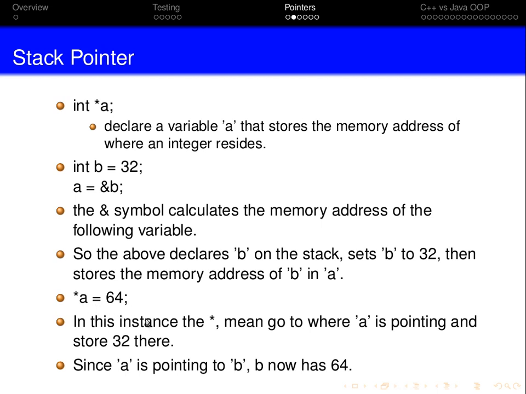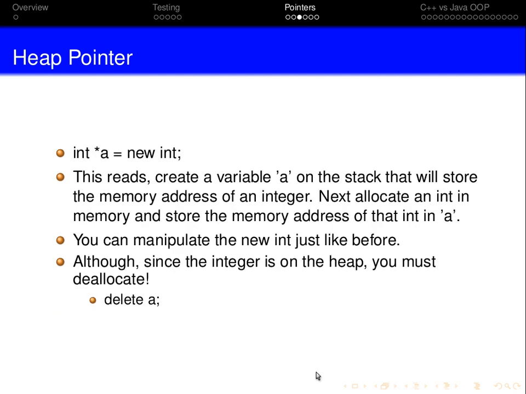And we do dereference of a equals 64. Hopefully this is a review. Go to where a is pointing and store 64 there, not 32. Since a is pointing to b, b now has the value of 64. We good? Great. Heap pointer, hey, this should look familiar.